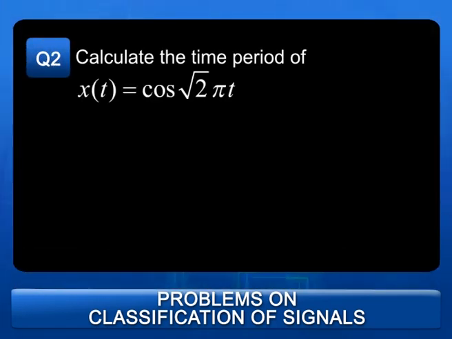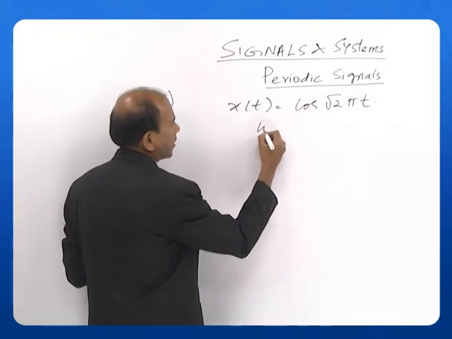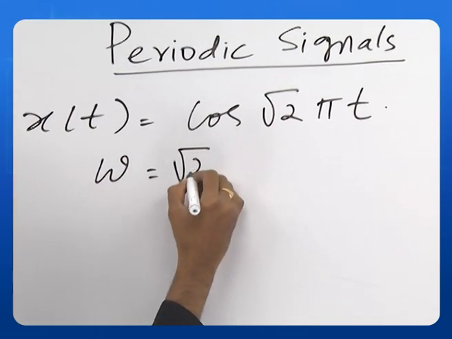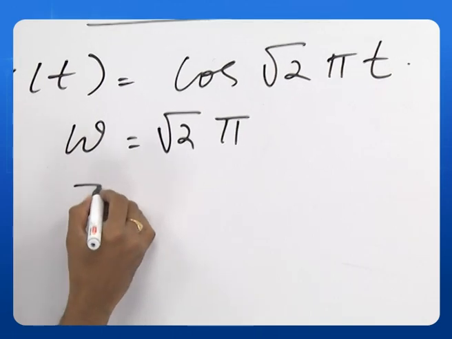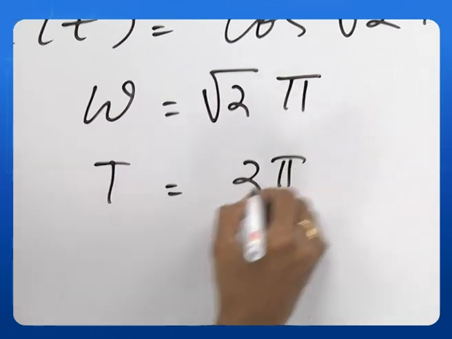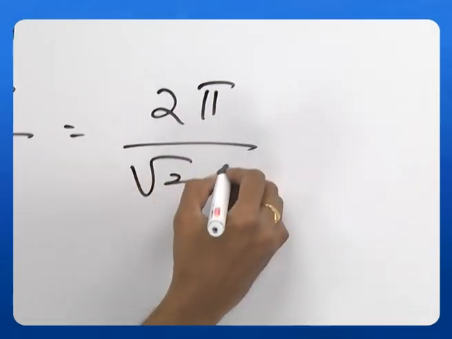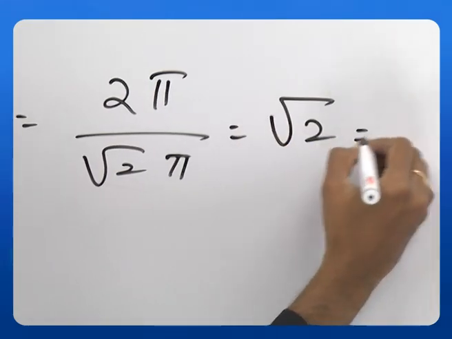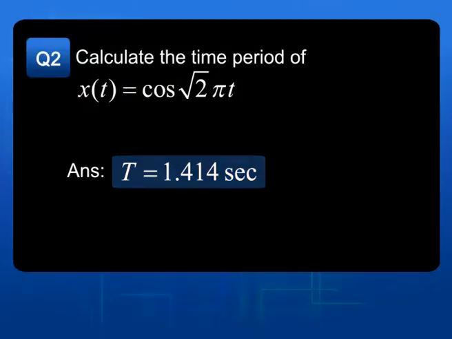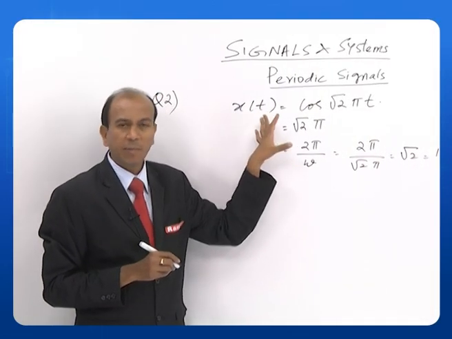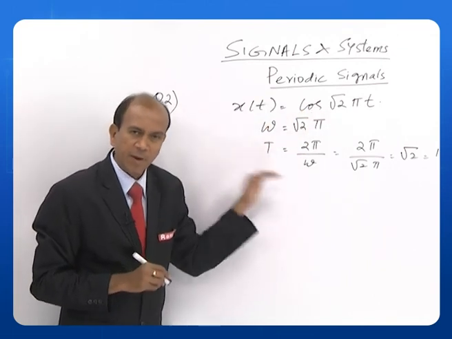x of t is given as cos of root 2 pi t. Again this resembles what? Cos of omega t. So, what is omega here? Omega here is root 2 pi. Okay. What is T from this? T is equal to 2 pi by omega. So, this will be equal to 2 pi by root 2 pi. So, this is equal to root 2, that is equal to 1.414 seconds. Now, we will calculate whether this signal is in fact periodic or not. Okay, let us see the periodicity.